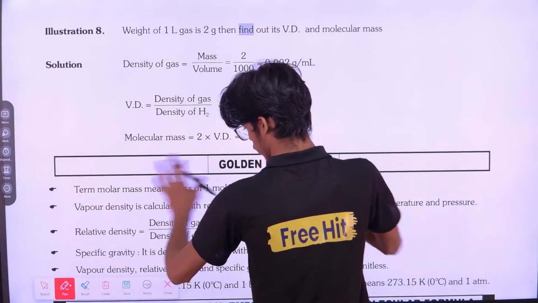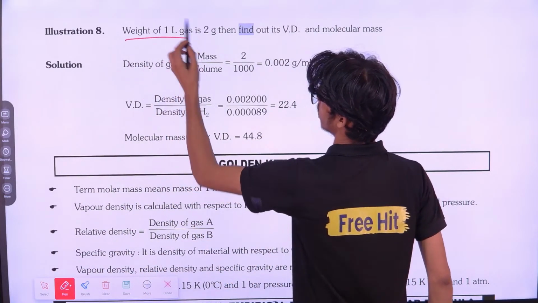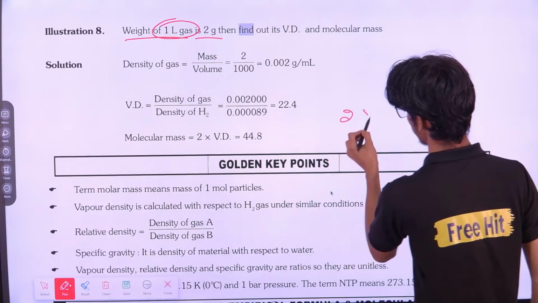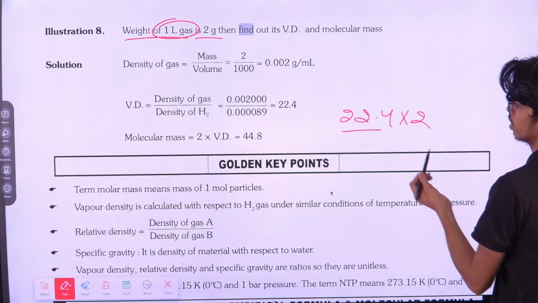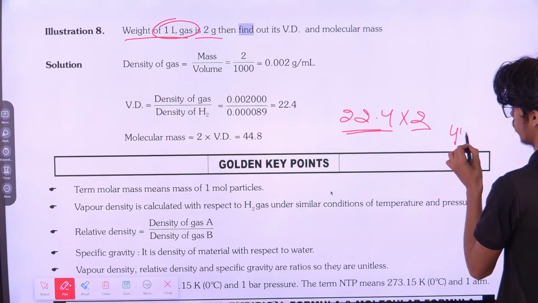Now, this is just quick revision here. Weight of 1 liter of the gas is 2 gram. So, just find out the weight of 22.4 liter. That's it. So, 22.4 into 2, that is a weight of 44.8.